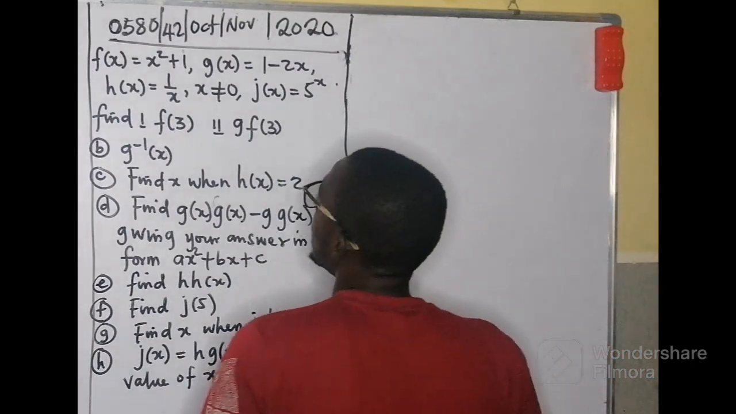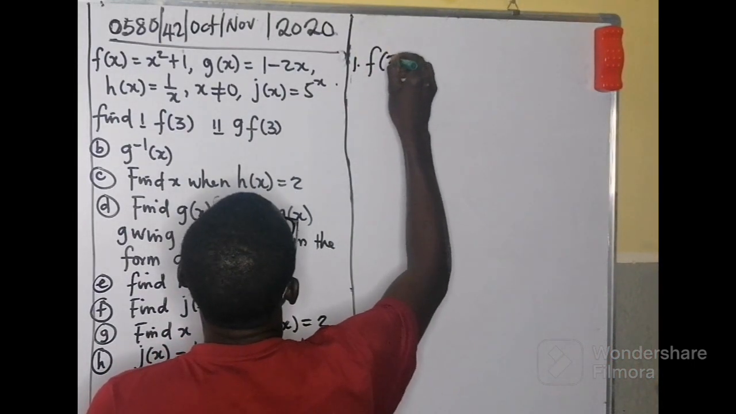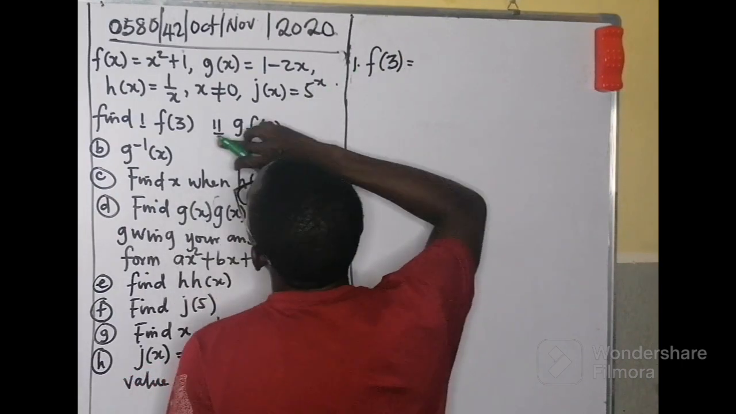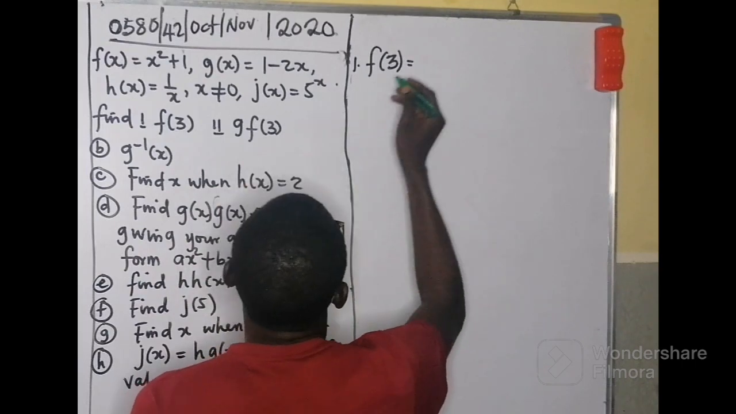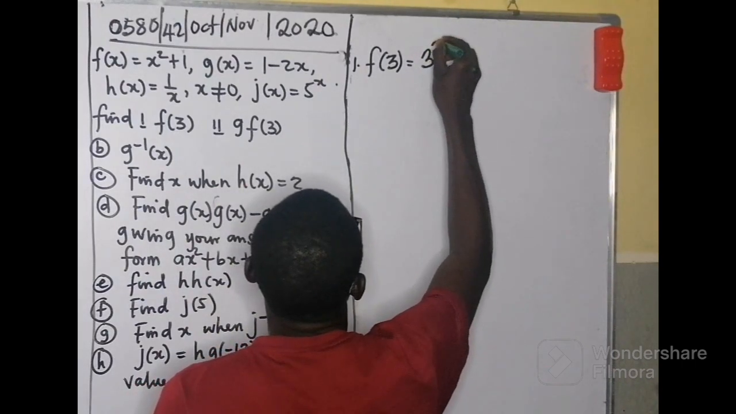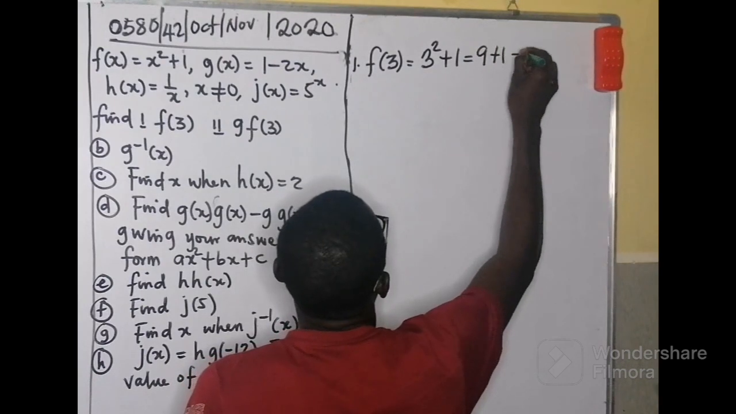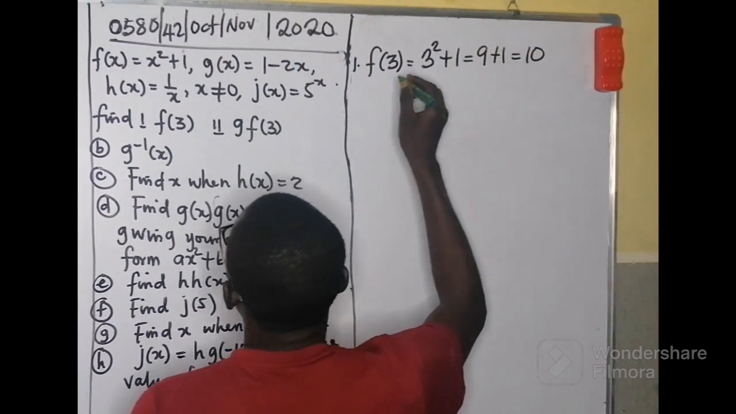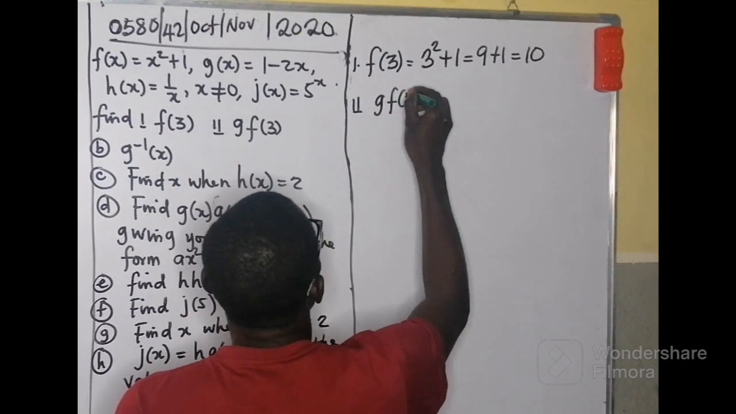So let's start. The first thing we want to look out for is f of 3. F of 3 means whenever you see x in f of x, you replace it with 3. So that will give you 3 squared plus 1. And 3 squared is 9, plus 1. And f of 3 is what? 10.